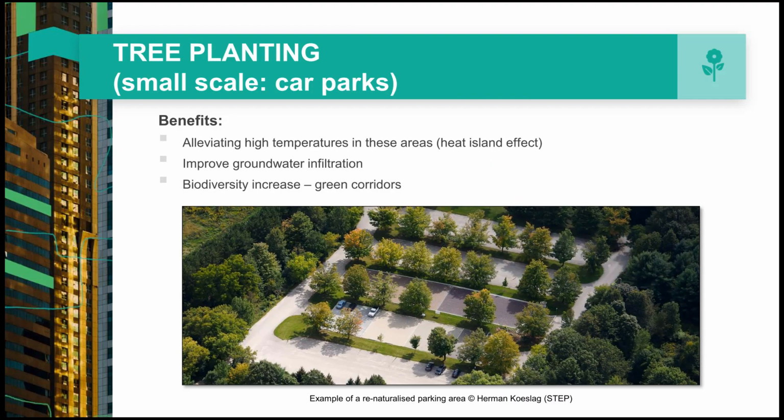Another case where tree planting has significant benefits is through the renaturalization of public car parks. These areas have a very high heat island effect and normally have a low rainwater filtration capacity. Therefore, planting trees in car parks will alleviate the high temperature reached and improve groundwater infiltration, in addition to the biodiversity benefits, green corridor effects, and other ecosystem services already mentioned.